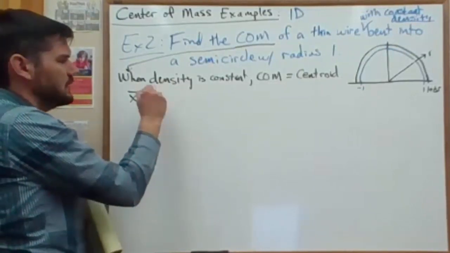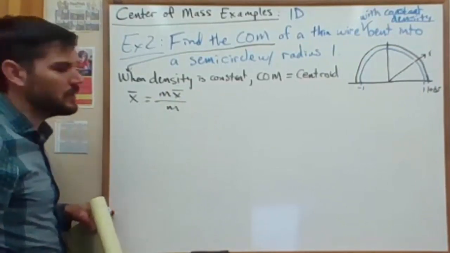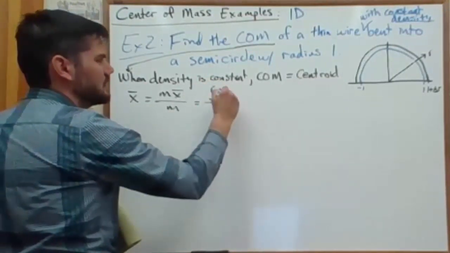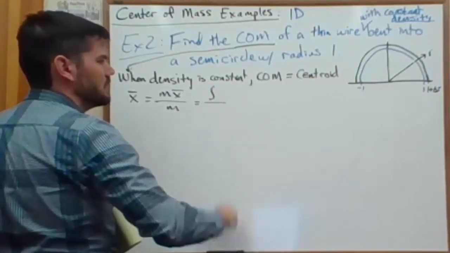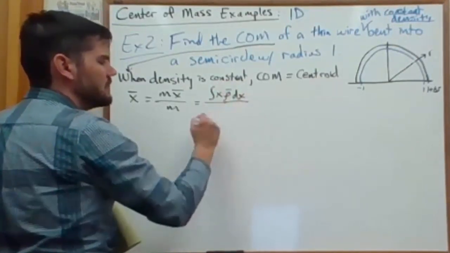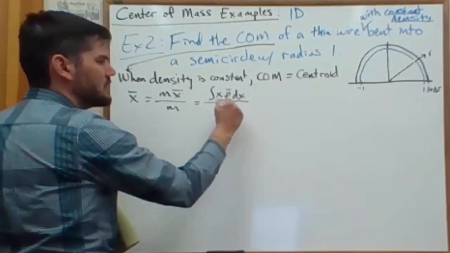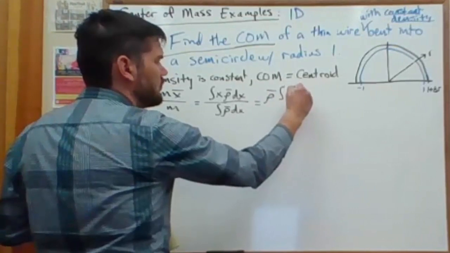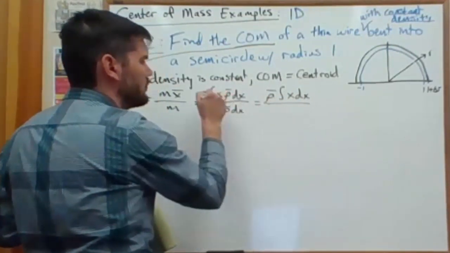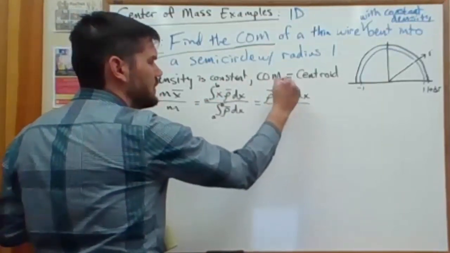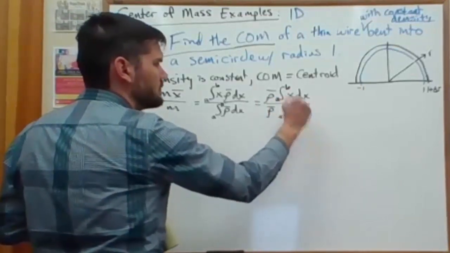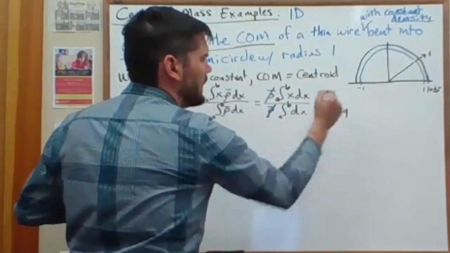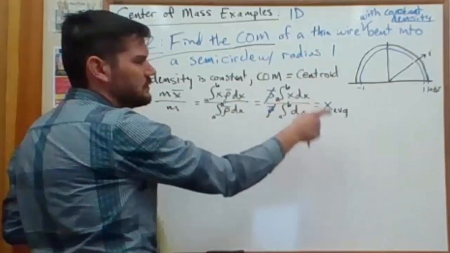What that means is that my x bar, being the ratio of my moment over mass, can be thought of as the integral of x times some constant density, dx, divided by the integral of that constant density, dx. And those constant densities can be factored out. So it goes from a to b, a to b. And then once we factor them out, we can cancel it to find x average: the integral of x over the interval divided by the interval length.